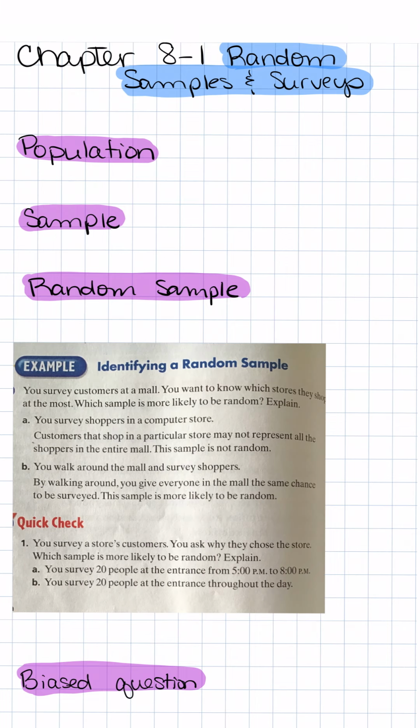A population is a group of objects or people. Write that down. A group of objects or people, and it could even be animals. You can gain information about a population by surveying a sample. So a sample is part of the population.